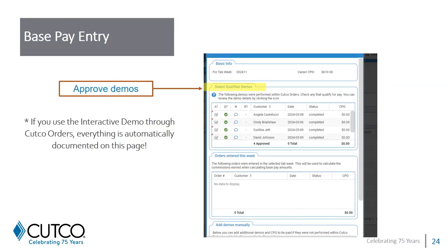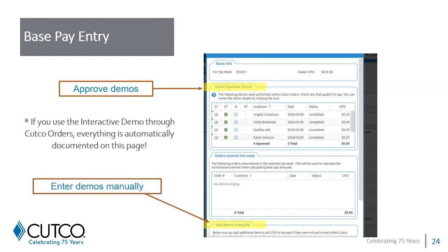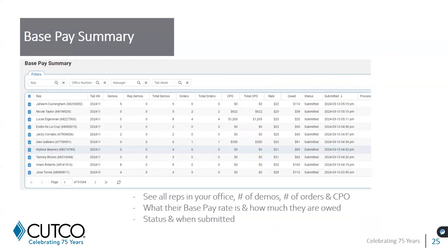On the base pay entry page is where you can approve or enter demos manually. Remember, if you use the interactive demo through Cutco orders, everything is documented automatically on Vector Connect. The customer even verifies the info as well, so it's super quick and easy. The base pay summary page is where you can see all the reps in your office, the number of demos, the number of orders, CPO, what their base pay rate is, and how much they are owed, as well as the status and when it was submitted.